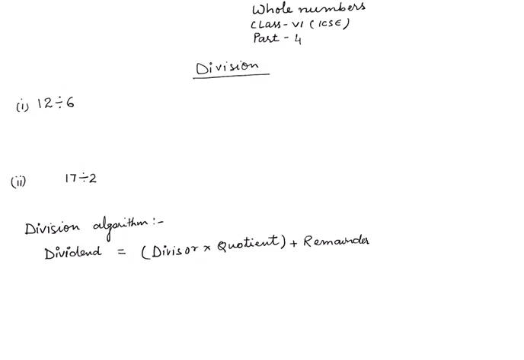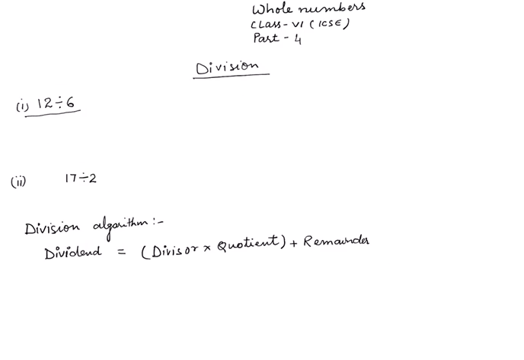The first example, you can see that I have written 12 divided by 6. Division is a basic part of your previous knowledge from class 3rd onwards. In every class you have already done this division, so I'm not going to explain the method of division. I'll just revise some parts again.